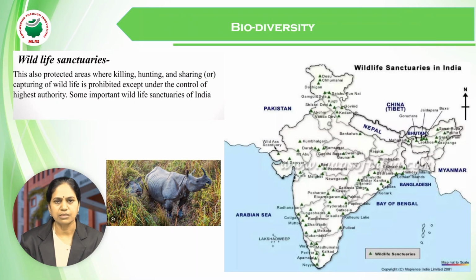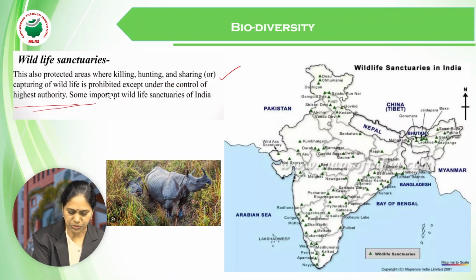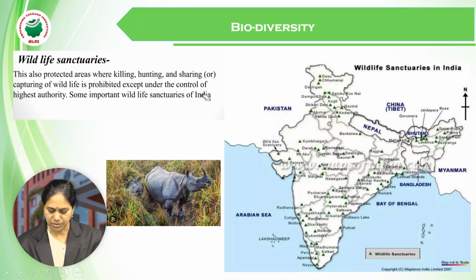Next, wildlife sanctuaries. You can see here, these are protected areas where killing, hunting, shooting or capturing of wildlife is prohibited except under the control of the highest authority. Killing or hunting or capturing of wildlife is totally prohibited here also. This is also a forest, just as a national park is also a forest. But here the authority has some control, so except under the control of the highest authority, all these things are prohibited. I'll give you some examples later in my next slides. You can see around in our country especially, all these come under wildlife sanctuaries.